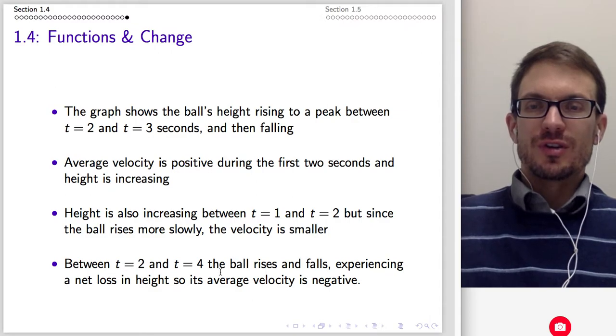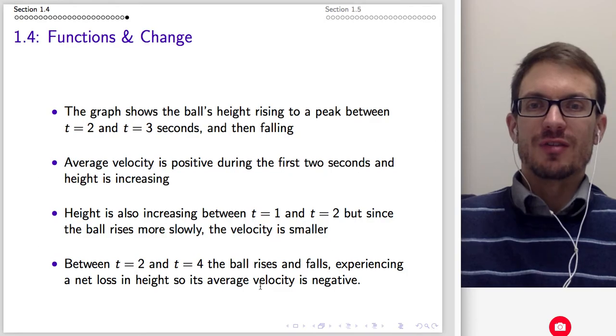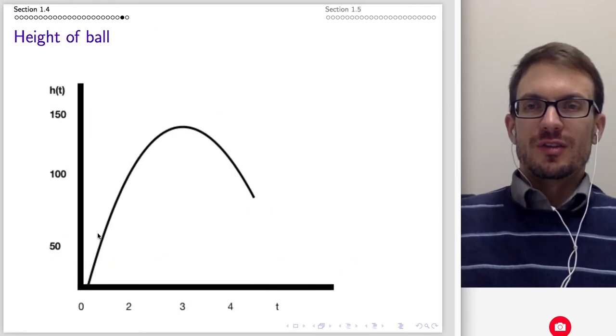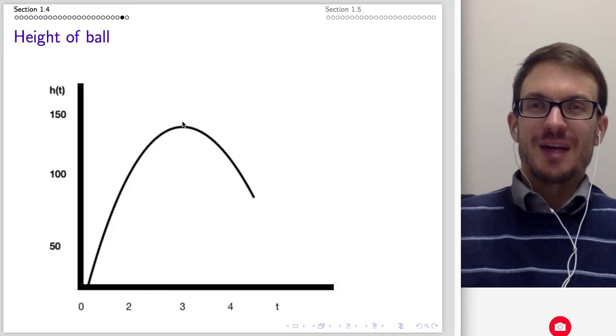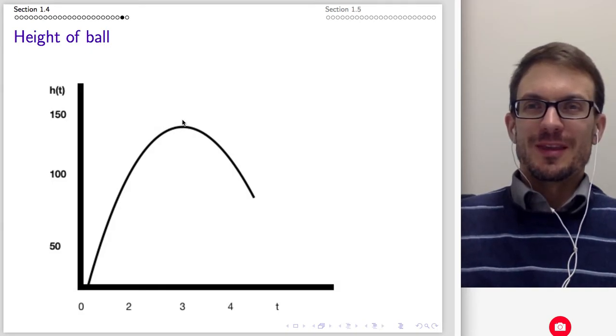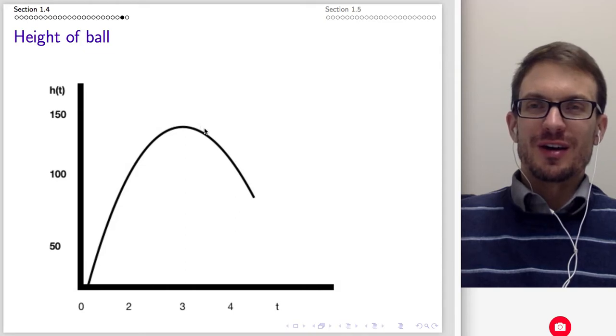Between T2 and T4, the ball rises and falls, experiencing a net loss in height, so the average velocity is negative. It's going up, it slows down to a stop, reaches a peak, stops momentarily, and then accelerates at a rate of 9.8 meters per second squared, or 32 feet per second squared.